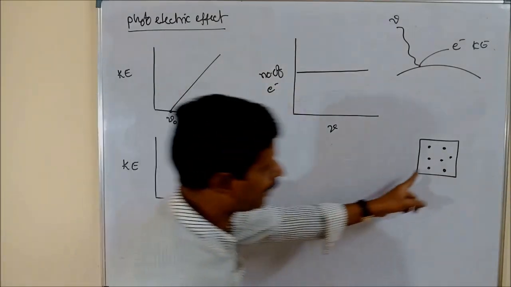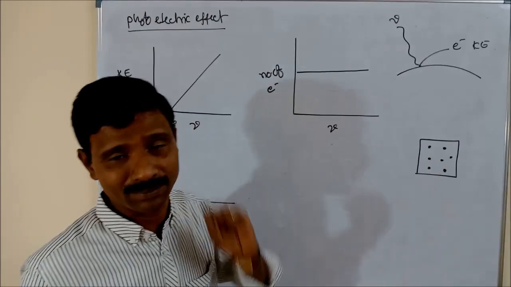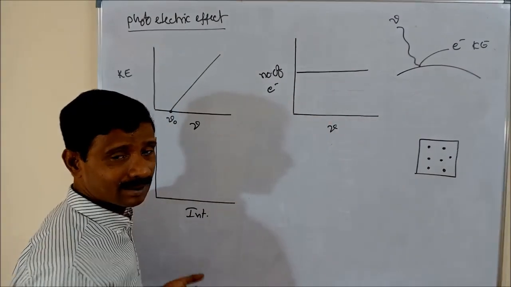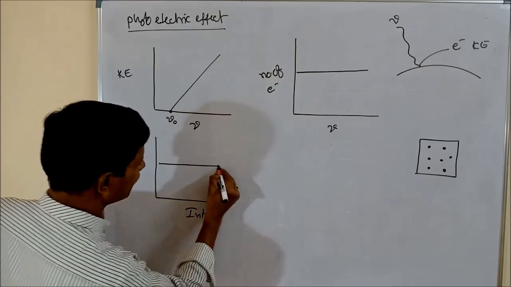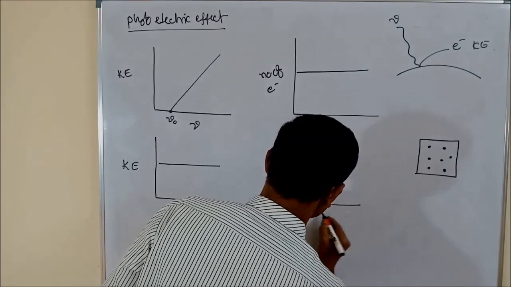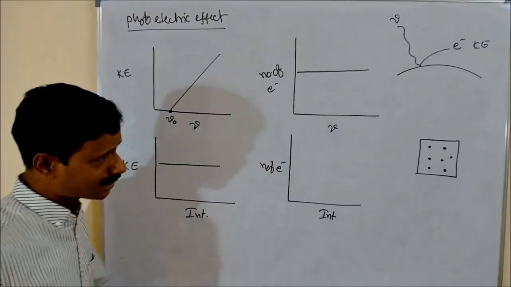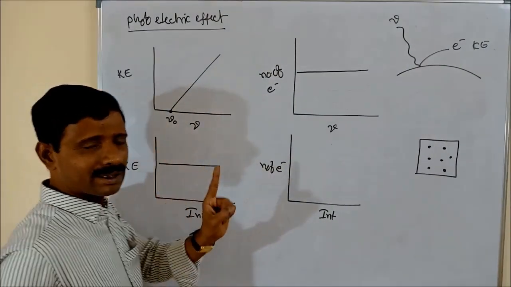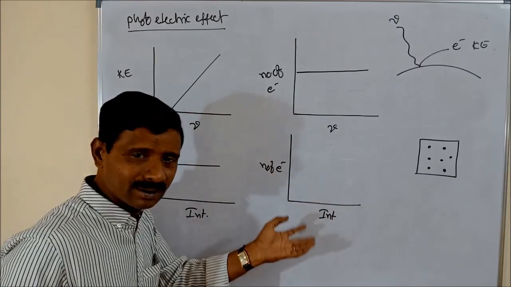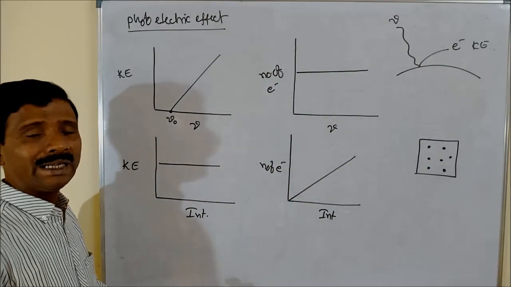Now, if intensity is increasing, the number of photons is increasing, not the frequency of the photon. So, since the number of photons is increasing, the kinetic energy of the electron remains constant. No change in kinetic energy. And similarly, if you observe the number of electrons and intensity, just as I said, one photon is responsible to eject one electron. If 2 photons are there, 2 electrons; 10 photons, 10 electrons. Like that, the number of electrons keeps increasing.